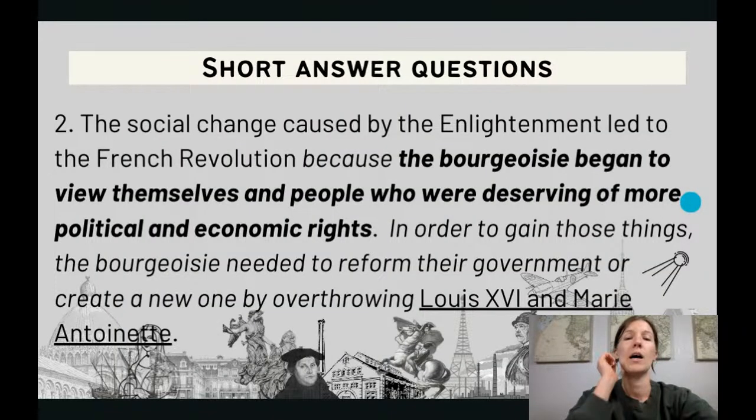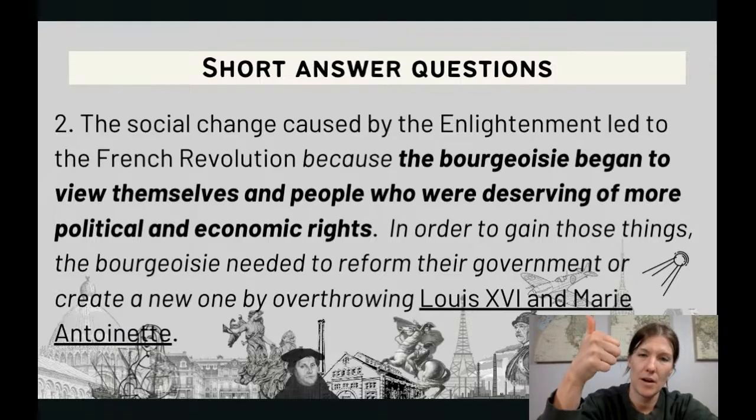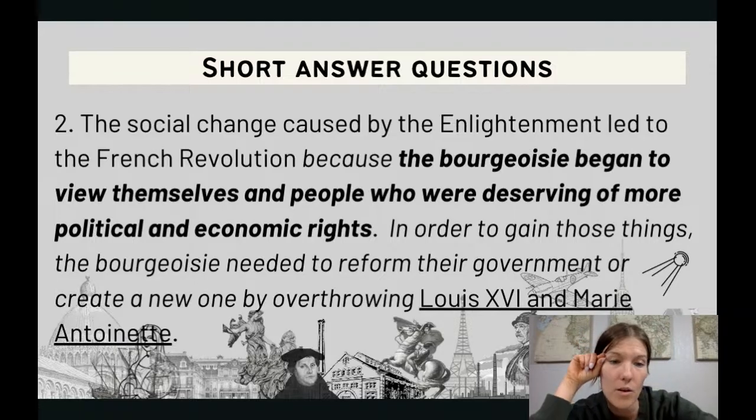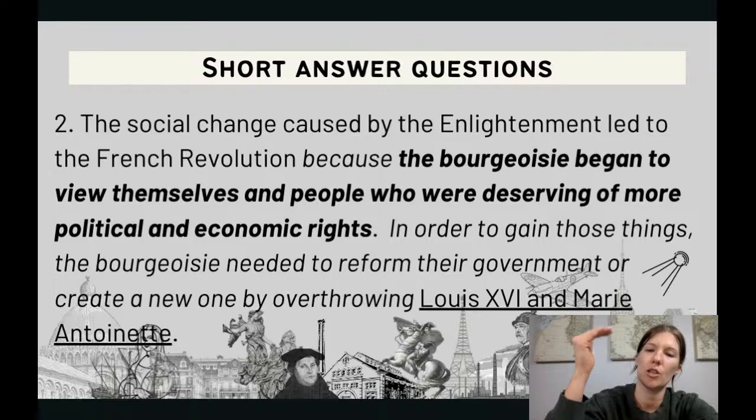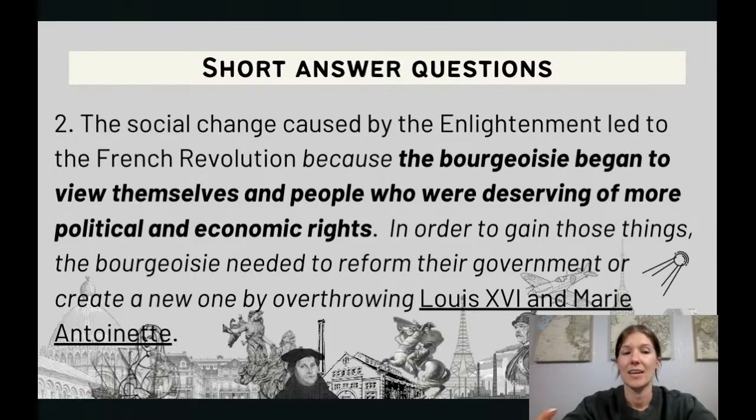So my answer to that was the social change caused by the Enlightenment led to the French Revolution because the bourgeoisie began to view themselves as people who were deserving of more political and economic rights. So that's my claim. In order to gain those things, the bourgeoisie needed to reform their government or create a new one. That's my reasoning. By overthrowing Louis XVI and Marie Antoinette, which you could argue is my specific evidence. This is, again, just a different way to think about claim, evidence, reasoning. I'm just kind of reworking them a little bit.